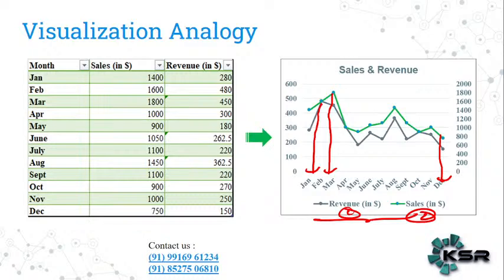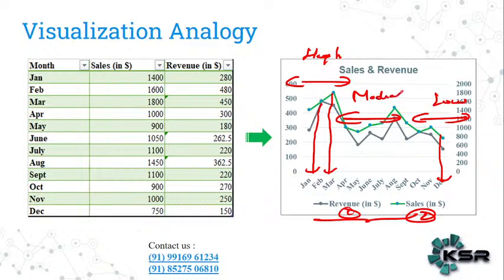Now my question is answered, right? But do you think I can stop here? I can even understand more. At the start of the year, the sales and revenue are high. At the end of the year, the sales and revenue are lower. In the middle of the year, the sales are moderate. Now, don't you think, apart from the question you asked, I am also giving you suggestions.